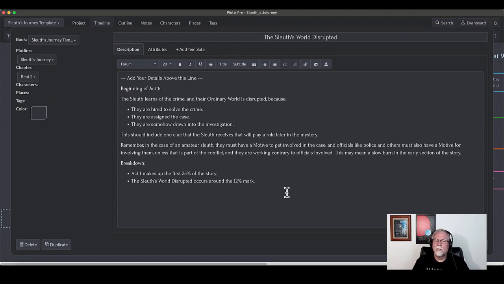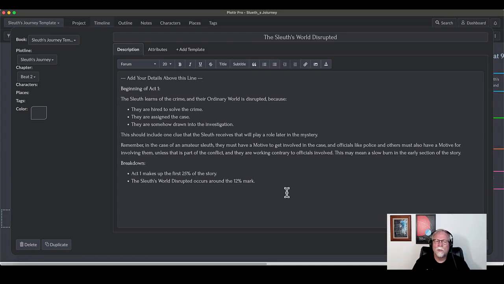Now, that may not be fully drawn into the investigation yet, but they're going to be involved somehow. Now, there should be one clue. Remember, we're going to leave you some clues, so there should be one clue that the sleuth receives that will play a role later in the mystery. If you're a discovery writer, you can say, I don't know what these clues are yet. That's fine. You can come back and add them during the revision process.